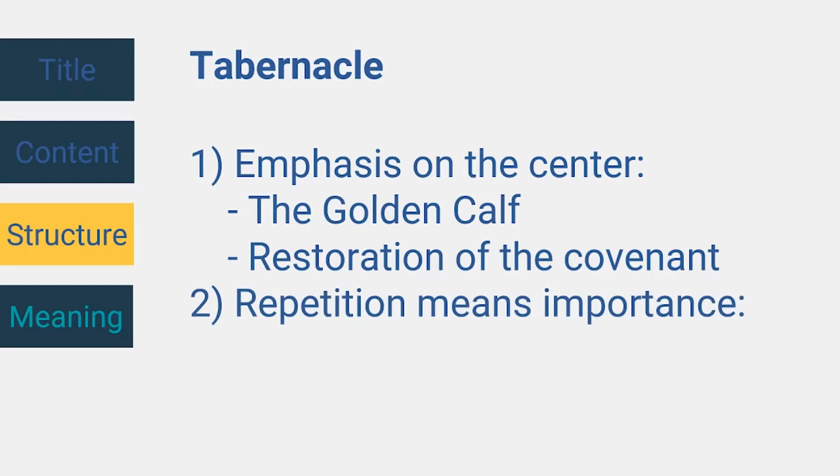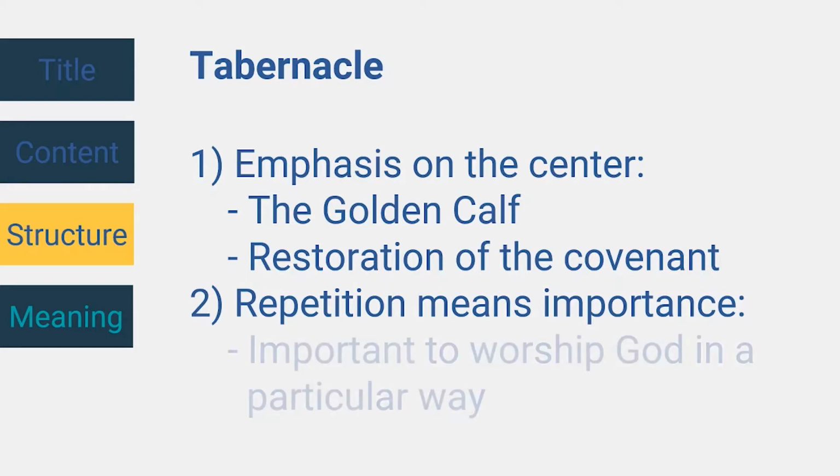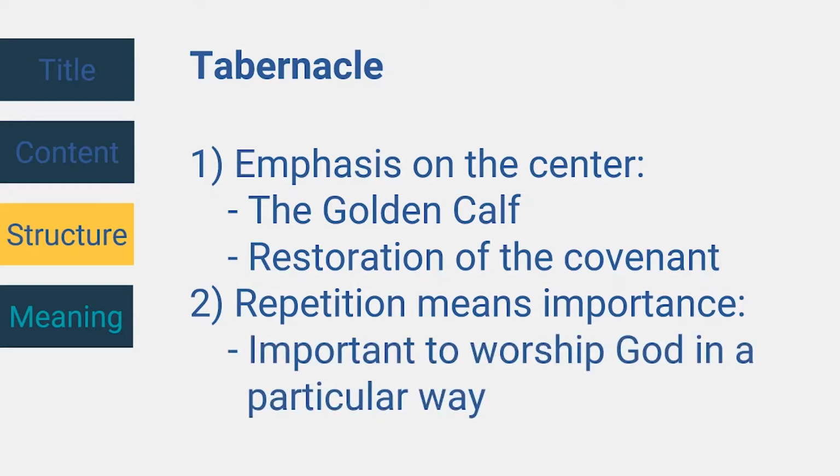Secondly, this macro structure also emphasizes the importance of what is repeated. In this case, it is the fact that God gives very elaborate and precise instructions on how He wishes to be worshipped, and how He wants His presence to be understood by the people of Israel. God's presence among the people of Israel is to be regarded as something special, something that is different from everyday life, and something that makes Israel different from all the other nations. That is why the instructions for the tabernacle are repeated twice, because it was so important.